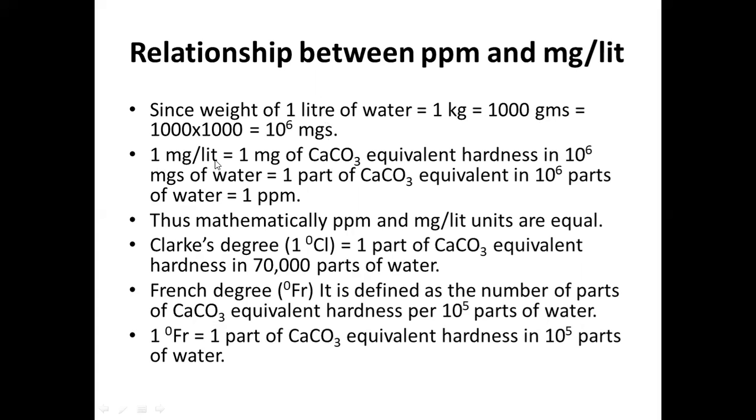So 1 milligram per liter is equal to 1 mg of CaCO3 equivalent hardness in 10 power 6 parts of water. That is, 1 milligram of CaCO3 equivalent hardness in 1 liter of water. 1 liter of water is 10 power 6 milligrams of water. So 1 milligram of CaCO3 equivalent hardness in 10 power 6 milligrams of water is equal to 1 part of CaCO3 equivalent in 10 power 6 parts of water, which is equal to 1 ppm.